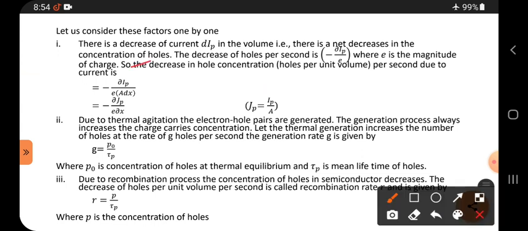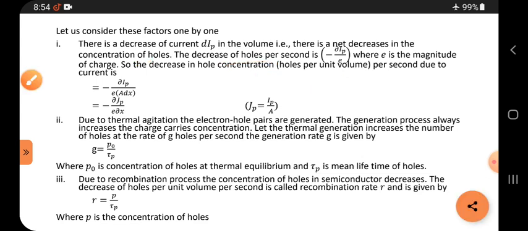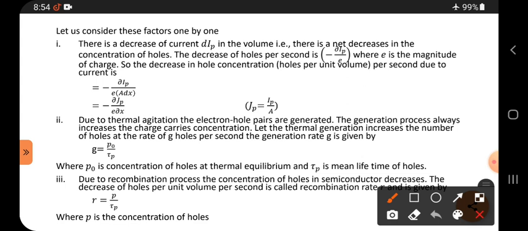So the decrease in hole concentration. The definition of concentration is holes per unit volume. So per unit volume, how many holes are there, that is called the hole concentration. So the decrease in hole concentration per second due to the current dIp is per unit volume, meaning current divided by volume, dIp by volume.